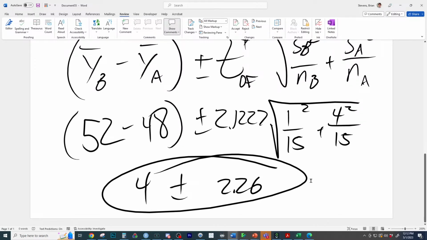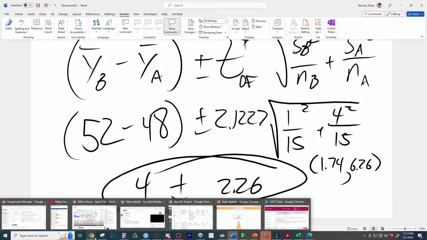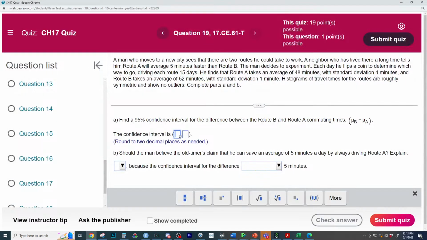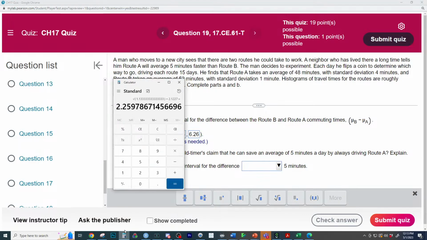And we should be able to do this in our head. This is going to be the lower bound of 1.74 and the upper bound of 6.26. 1.74, 6.26. There we go. I'm doing it in my head, so I'm worried. 1.74. 6.26. That should be right. There's some margin of error. 4 plus. There it is.